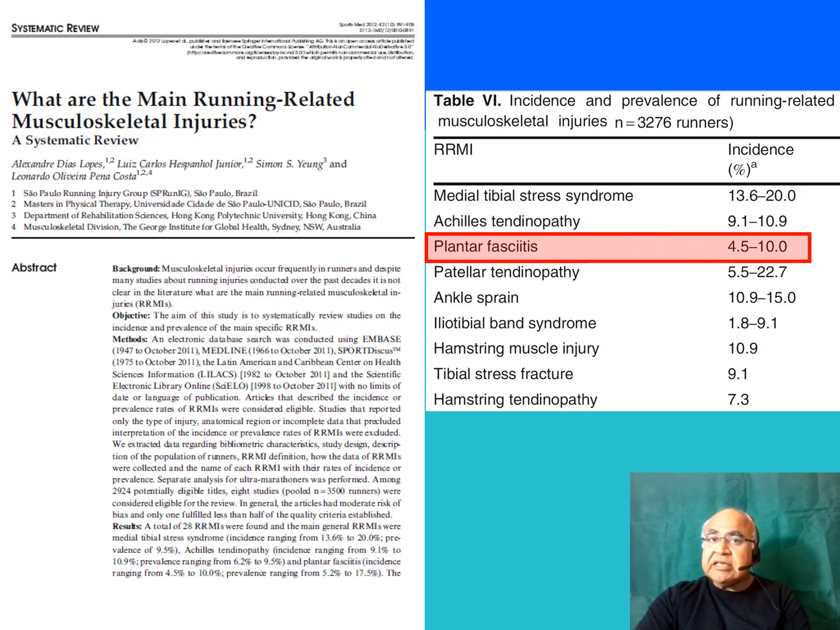Plantar fasciitis is quite common among sports persons and runners. This review by Lopez and co-workers shows that plantar fasciitis is the third commonest running-related injury.